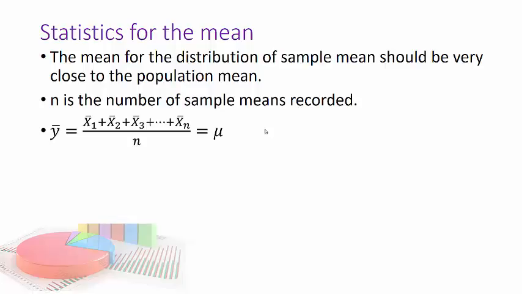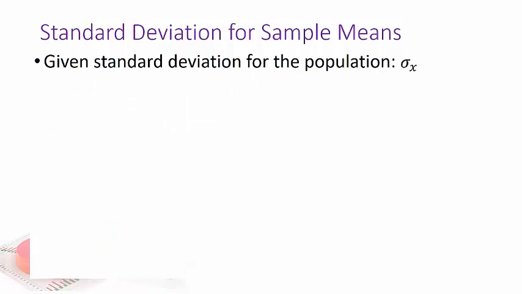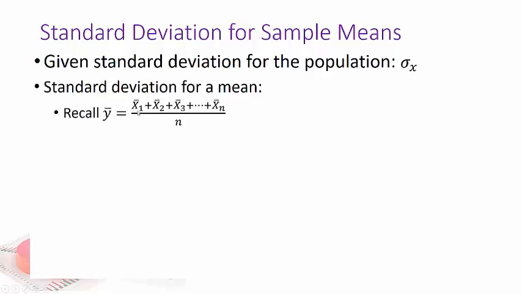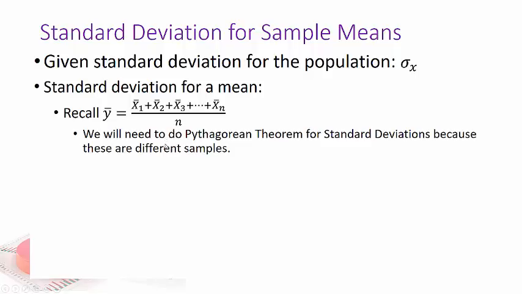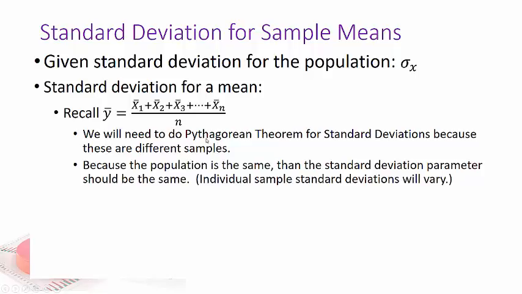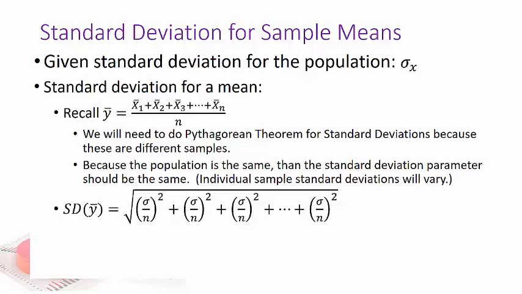All right, now let's take a look at standard deviation. It's a teensy bit more complicated here. All right, now they call it standard deviation sigma of x on your math chart, so that's fine. Standard deviation for a mean. So recall, I'm doing the means of the means. So because these are different samples, we'll have to do Pythagorean theorem for standard deviations. Now, because the population is the same, we're going to basically use the same standard deviation parameter. That does stay the same. And individual sample standard deviations will vary, but I'm not too worried about that because the population is the one we really want anyways.